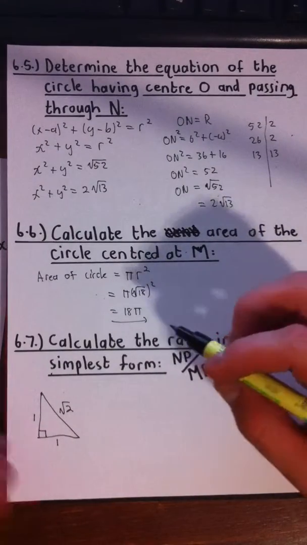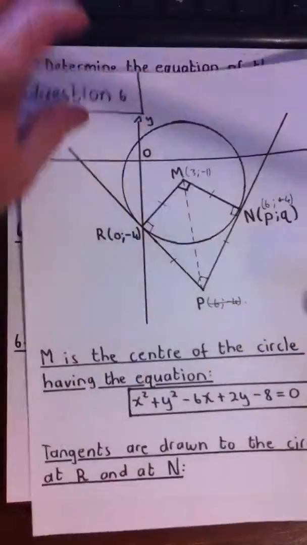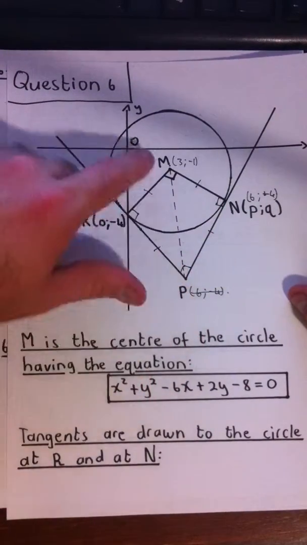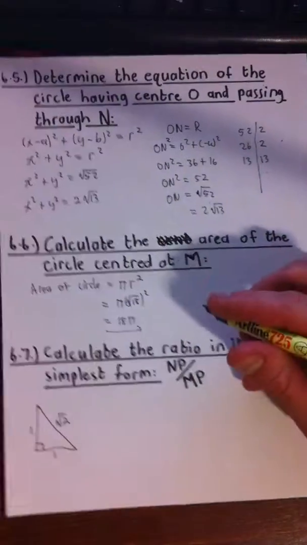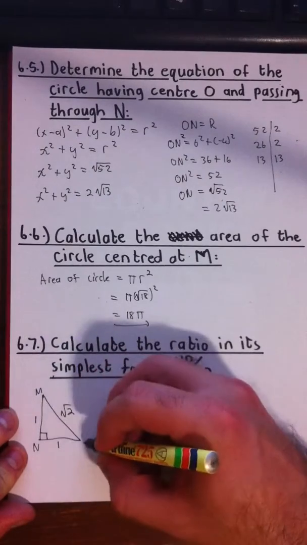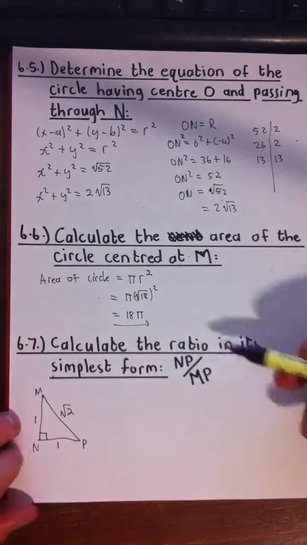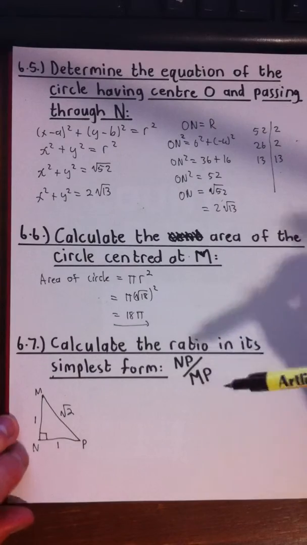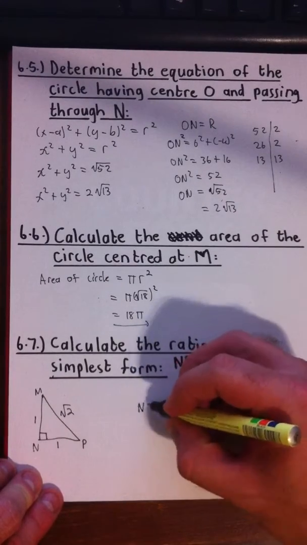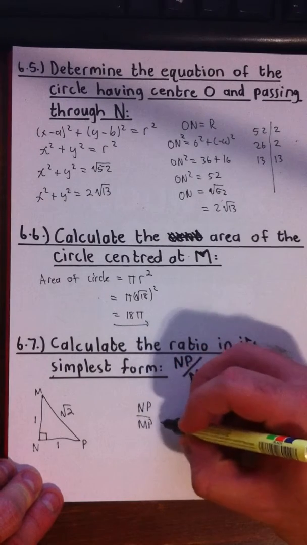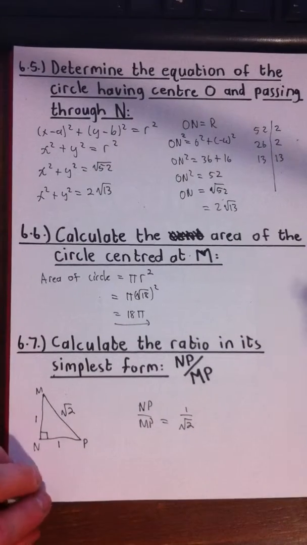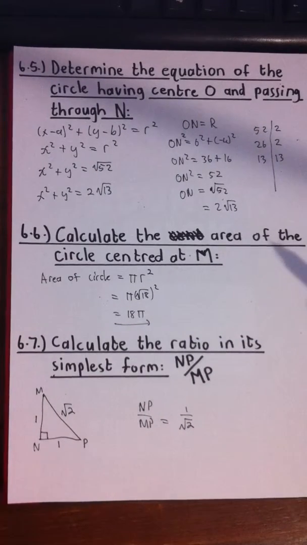And now, in terms of this, MN and NP would be the sides of ratio 1, and MP would be the long side. So this would be M, N, P. So now they ask us for the ratio of NP over MP. So that'll just be 1 over square root 2. So NP over MP is equal to 1 over square root 2. There you go. That is question 6, analytical geometry focusing on circles.